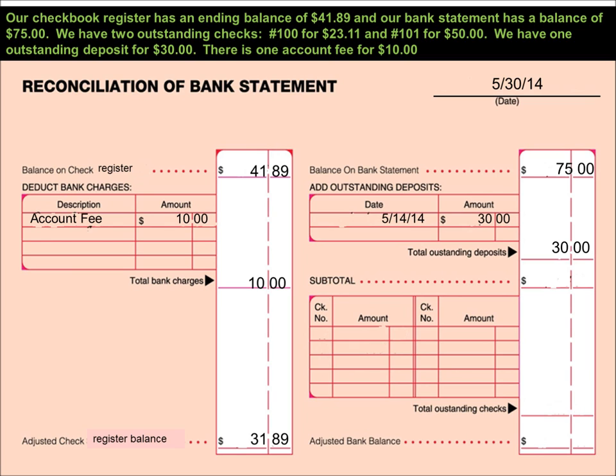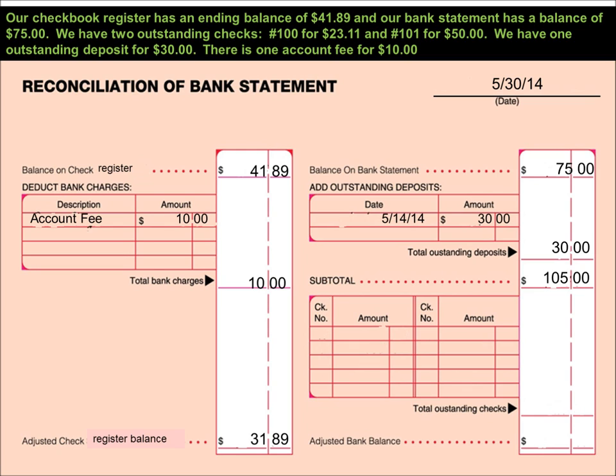So far, we've listed our bank statement balance, and we've listed our outstanding deposit. And now we need to subtotal. Subtotal, we saw that before when we filled out a deposit slip. That means to stop where we're at and add up everything we have so far. So far, we have our balance on our bank statement of 75, and we have our outstanding deposit of 30. Add the two together, and our subtotal ends up being $105.